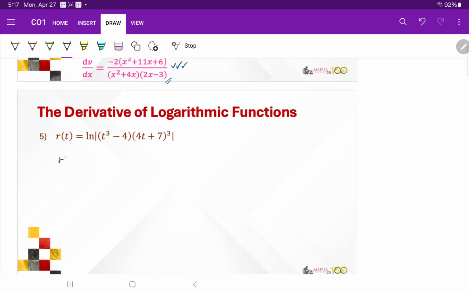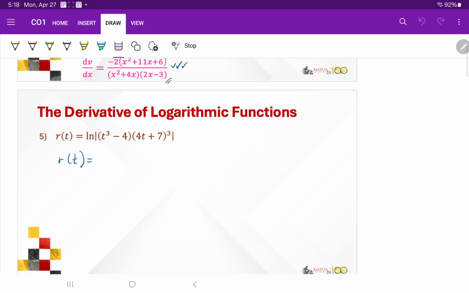Okay. Let's do the next one. So what is r of t? Again, we can first simplify this. Now just use here parentheses. Okay, hold on. We have a parenthesis here, not an absolute value. Okay. So, you have here ln of t cubed minus 4 times 4t plus 7 cubed. So, this can be written as what? Kasi we have here, let's just simply rewrite this. Medyo magulo.